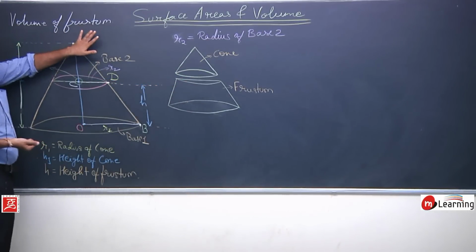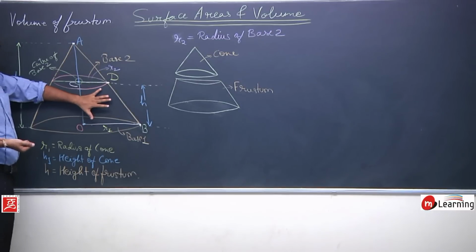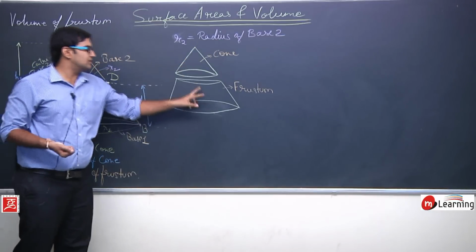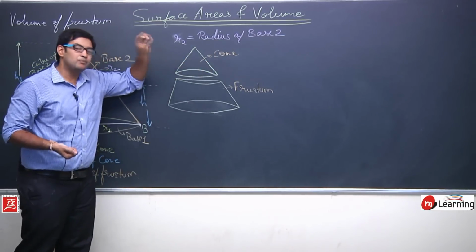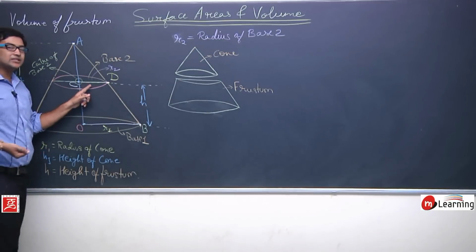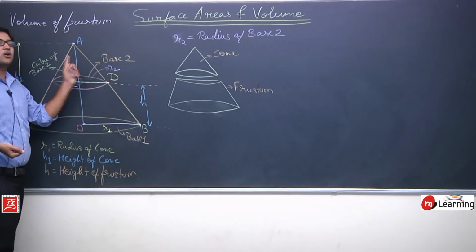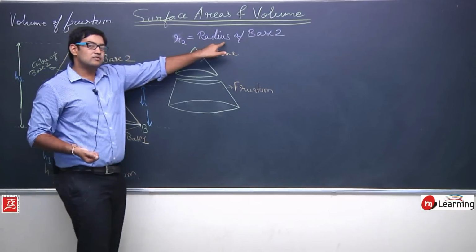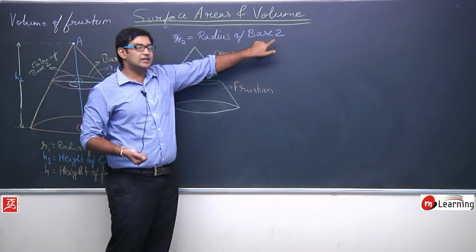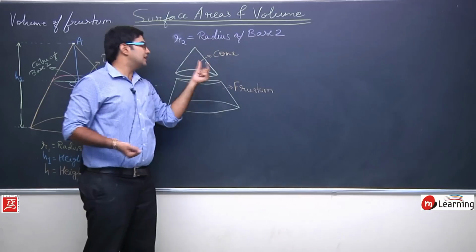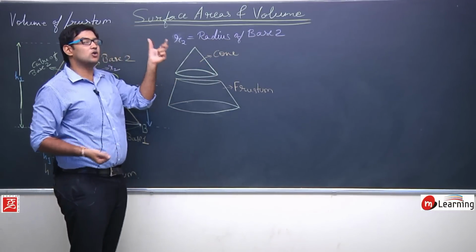So the upper part will be known as a cone, and the lower base part will be known as a frustum. Both these portions, this cone and this frustum, have the same base. That's why I will say the radius of the base of this upper cone is also R2. So this R2, which I named as the radius of base 2 of the frustum, will also be the radius of this small cone.